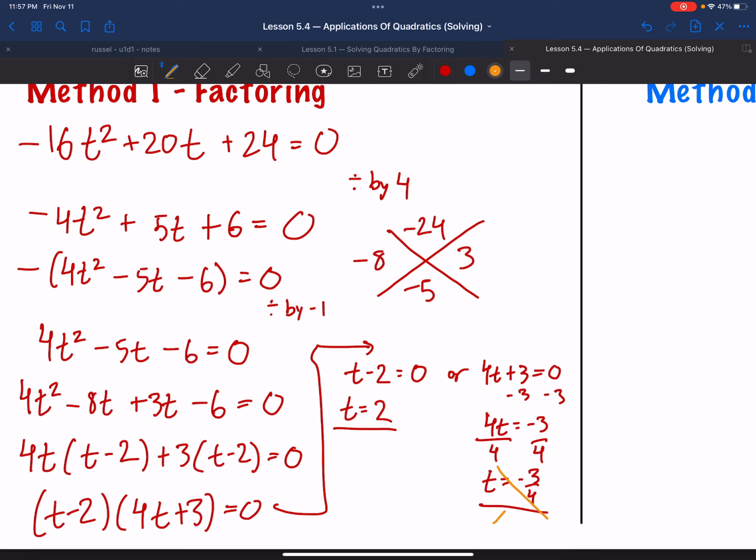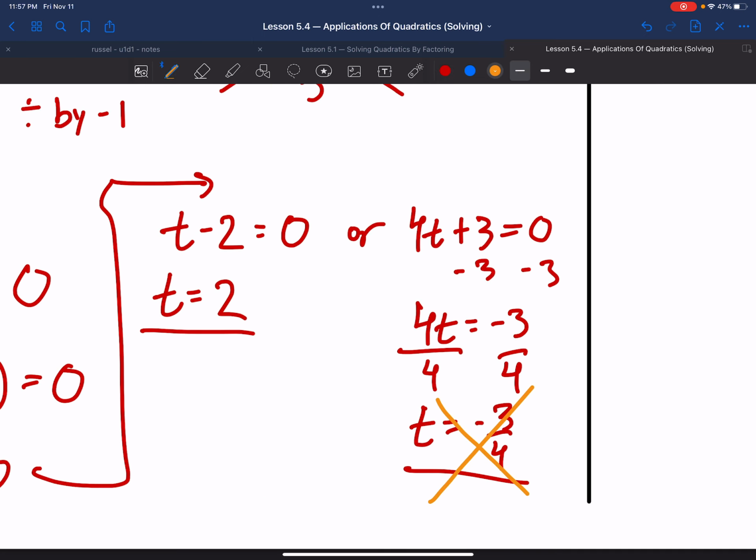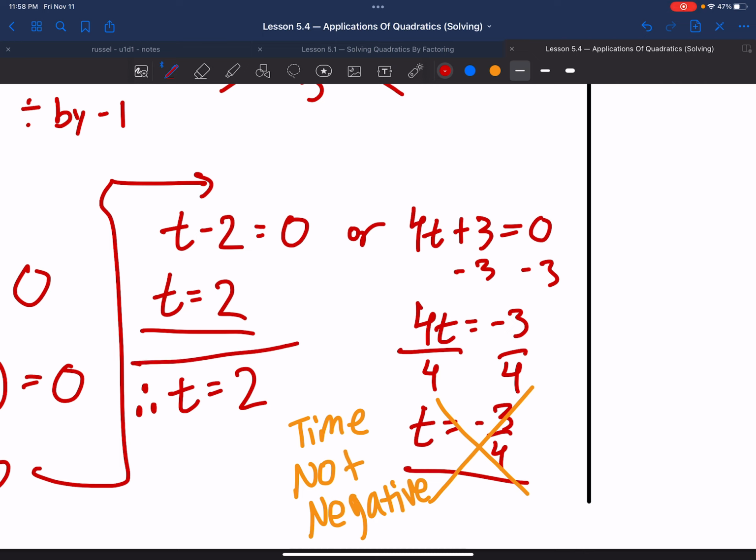Except I don't want that, because time is not negative, right? t is not going to be negative 3/4. So I'm going to finalize it by saying, therefore, t equals 2 seconds.